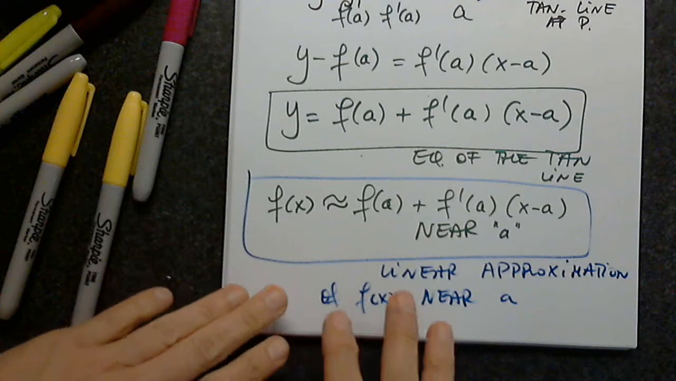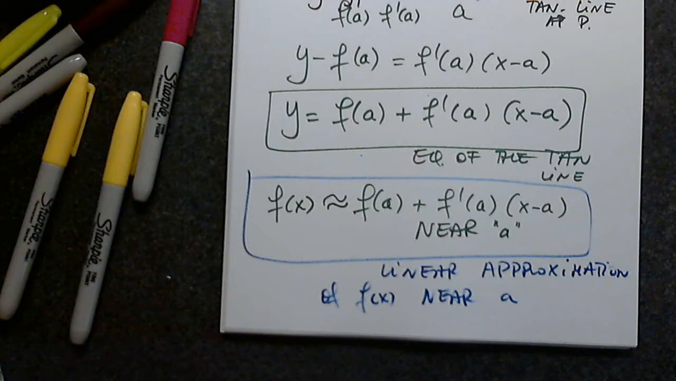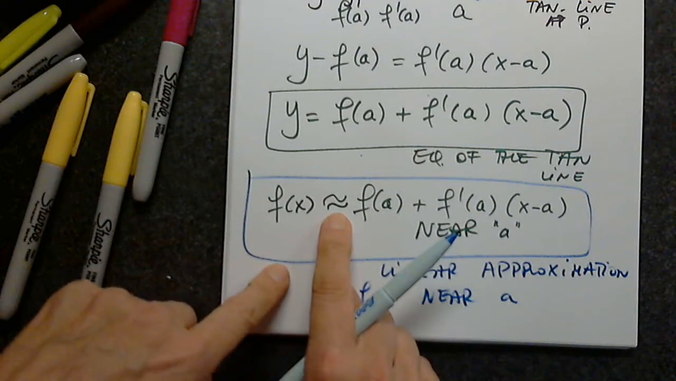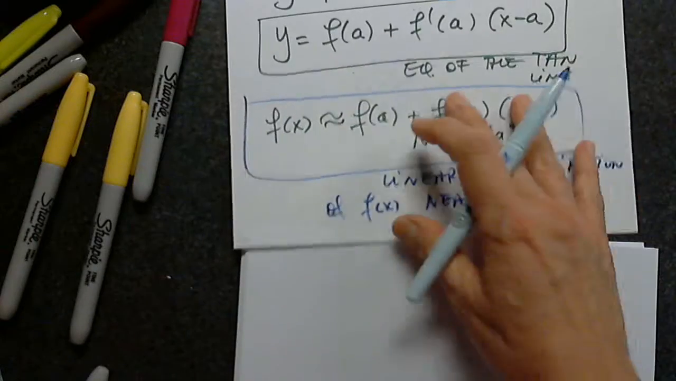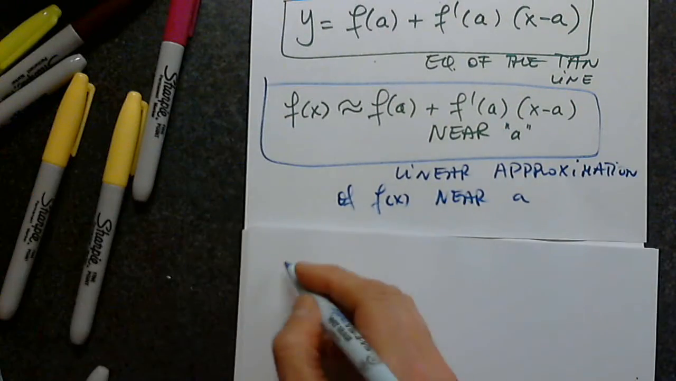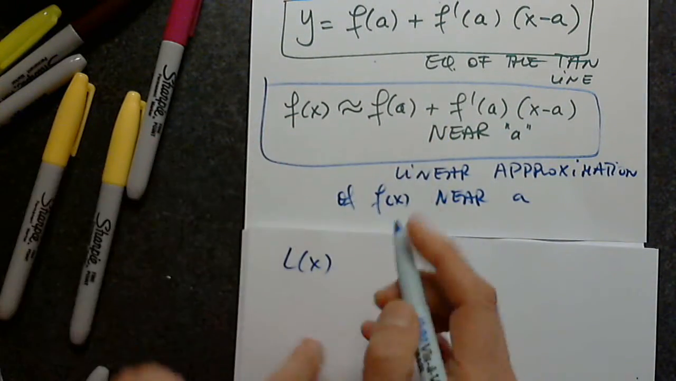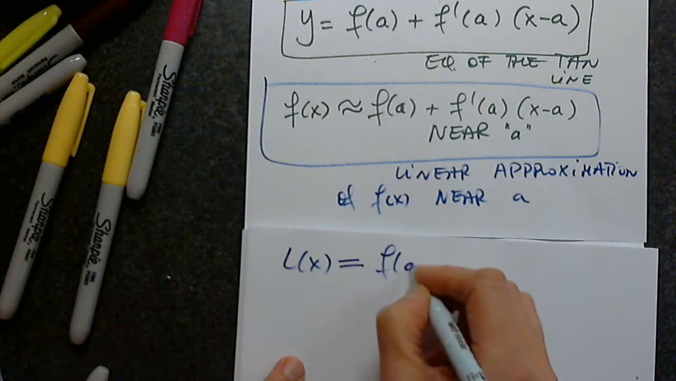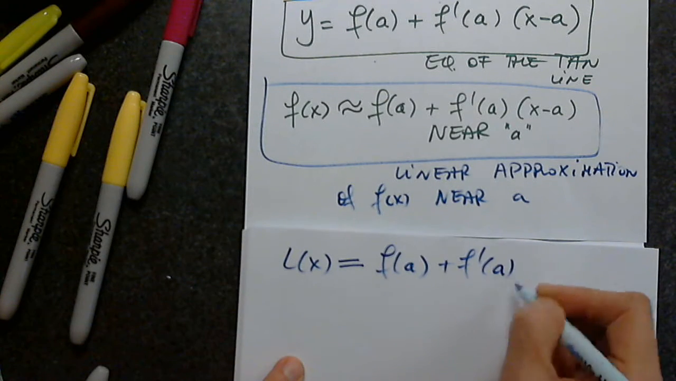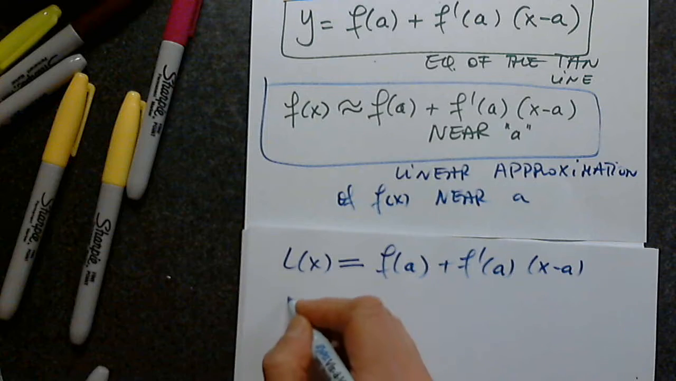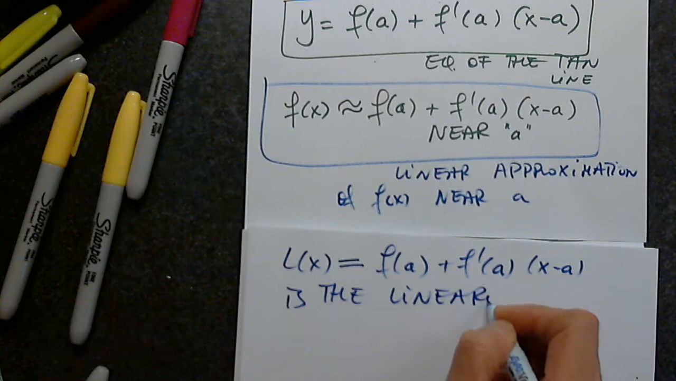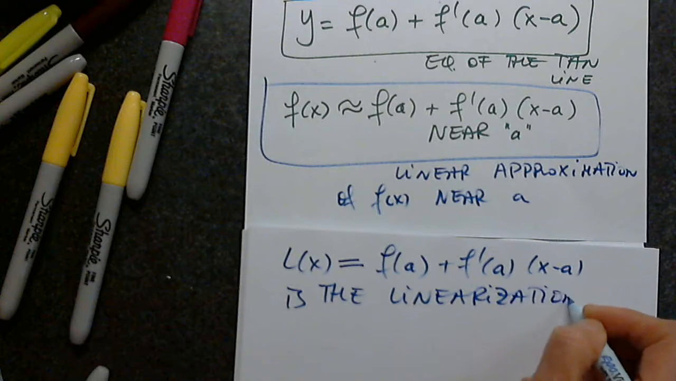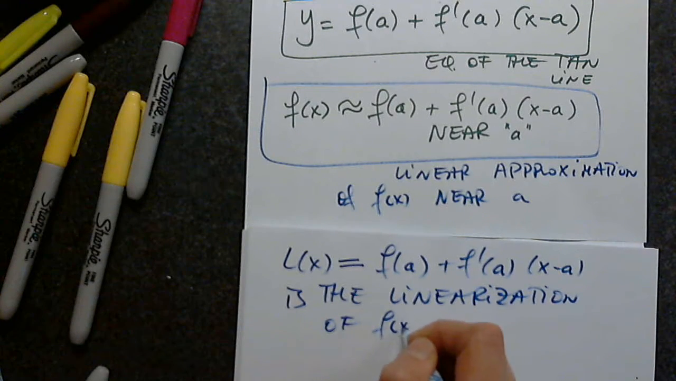So there is also something called the linearization, which is the same thing without the approximation, and it's denoted by L. So exactly the same thing. L of x, without the approximation, equal symbol, f of a plus f prime of a times x minus a is the linearization of f of x near a.